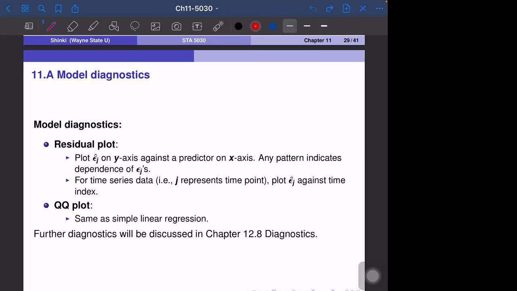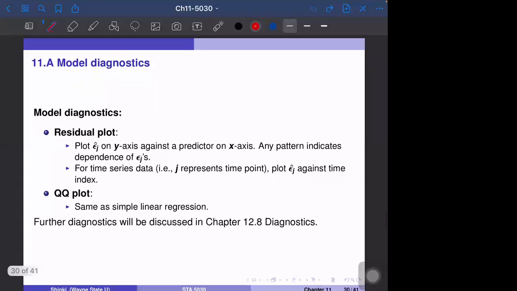Being able to do model diagnostics is one of the biggest advantages for statisticians. Okay, so this course only covers the basic model diagnostics. One is the residual plot.